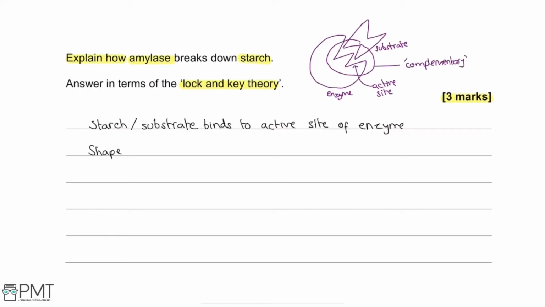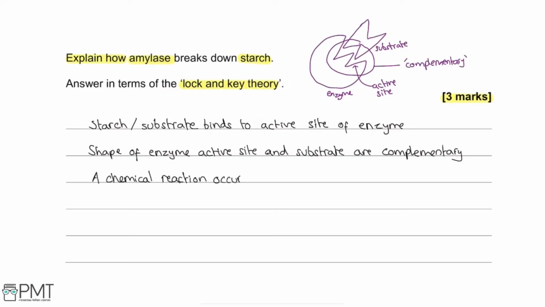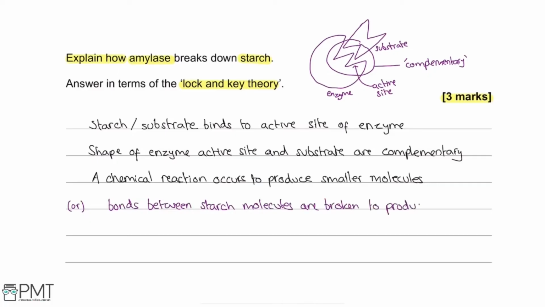And this is what you need to explain when you're talking about the lock and key theory. So the shape of the enzyme active site and the substrate are complementary, that means they fit together. And what happens is a chemical reaction occurs to produce smaller molecules. Remember, an enzyme is a biological catalyst, so its entire function is to speed up reactions like this one. The mark scheme also allows an alternative way of describing that last point. You can say that the bonds between the starch molecules are broken, and this is what produces those smaller monomers.